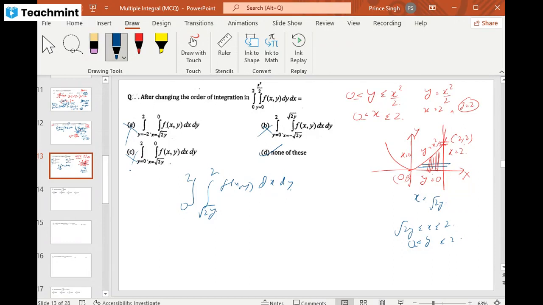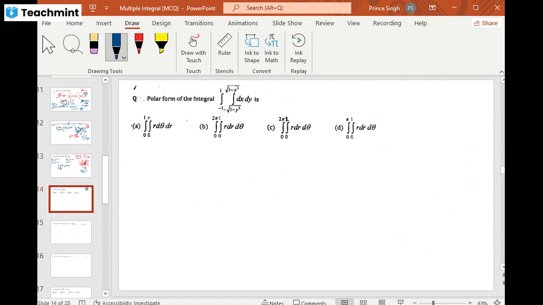Okay, now let us move to the next question. In this question, we want to represent this particular integral in polar form.